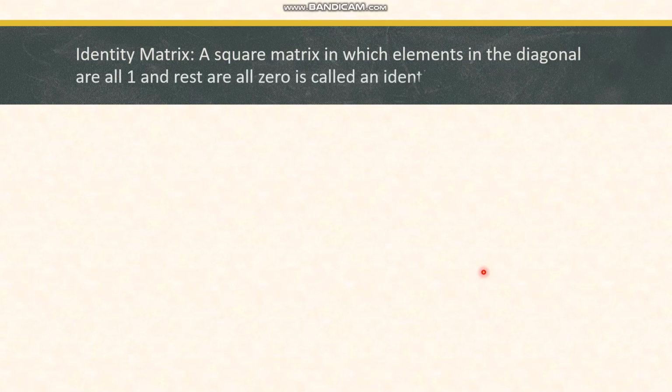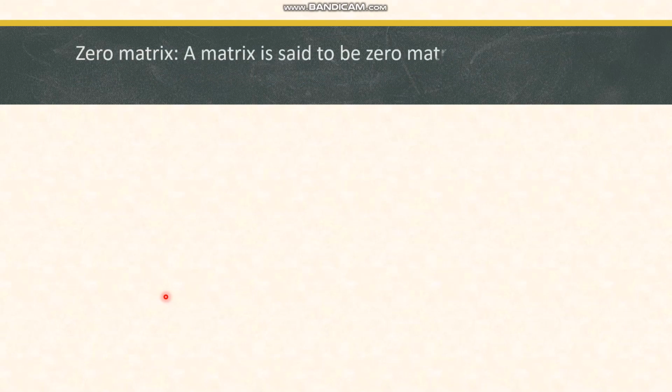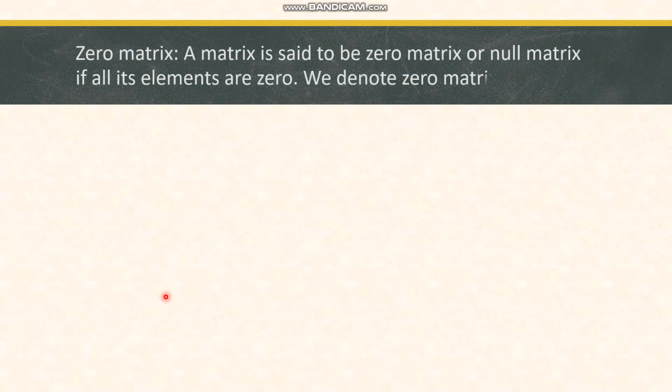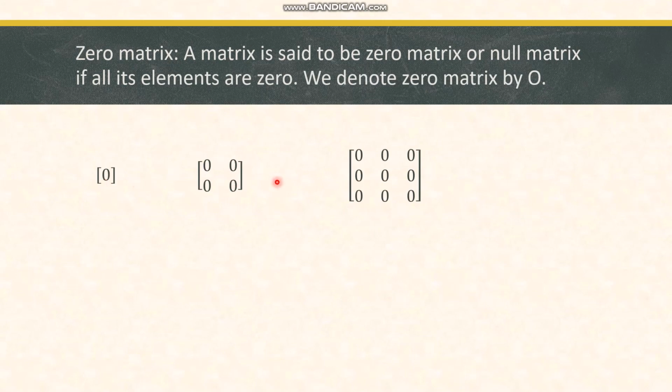The next one is the identity matrix. A square matrix in which the elements on the diagonal are all 1 and the rest are all 0 is called an identity matrix. For example, if you see [1], [1 0; 0 1], [1 0 0; 0 1 0; 0 0 1], they are diagonal matrices. They are identity matrices of order 1, 2, and 3 respectively. The next one is the zero matrix. A matrix is said to be a zero matrix or null matrix if all its elements are zero, and we denote the zero matrix by capital O. For example, this is a zero matrix of order 2, this is a zero matrix of order 3.